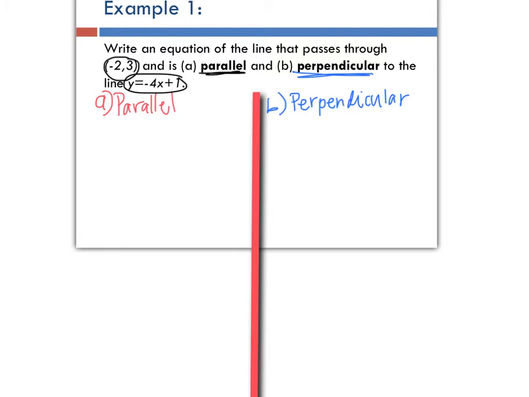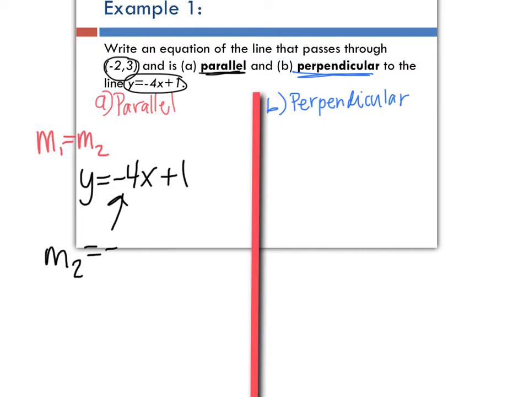So let's start off with parallel. For a line to be parallel, remember you want the slopes to be the same. In this case, we have the equation y equals negative 4x plus 1. So if we want a line that is parallel to this one, we know that our m2 is going to be negative 4. So the slope of this new equation has to be negative 4. Now, the point that we're given is from up here, negative 2, 3.